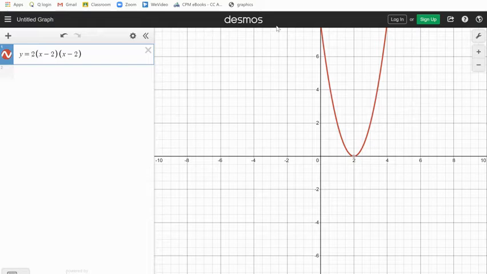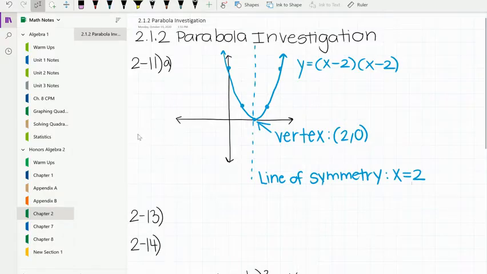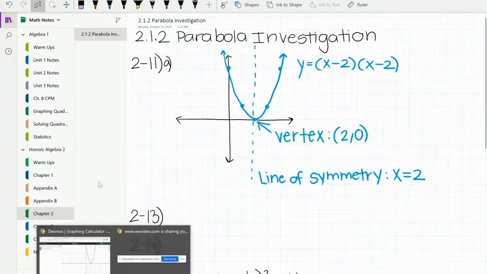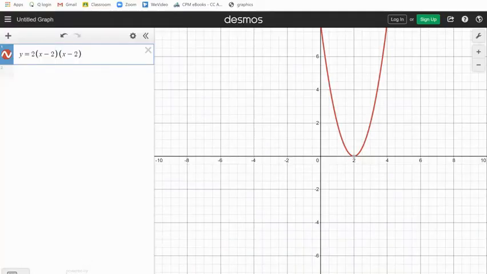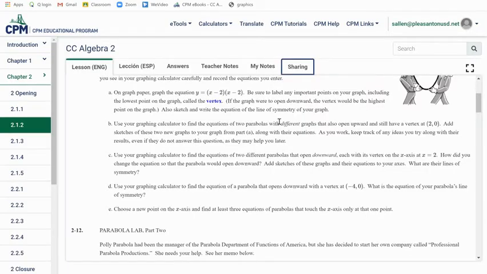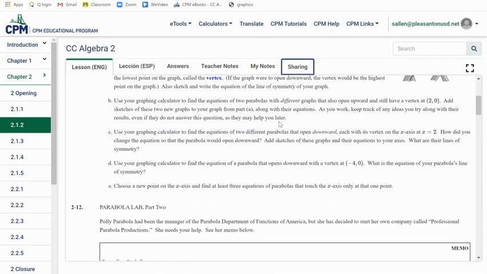So for part B, you would actually write down the equation that you picked and then sketch the graph. I would use a different color, so you'll have two graphs for part B. And then for part C, it wants you to experiment with having graphs opening downwards with the same vertex. So for part C, you'll have two equations and two graphs.